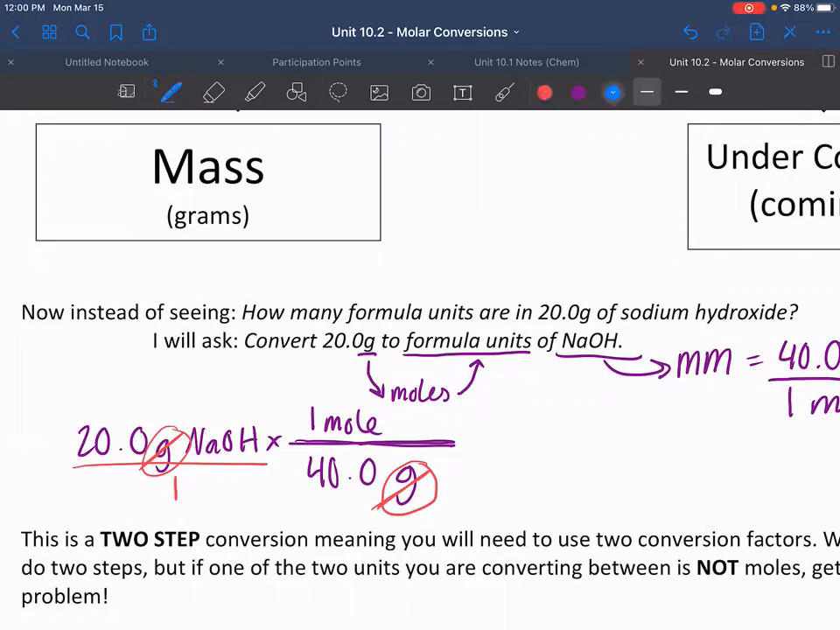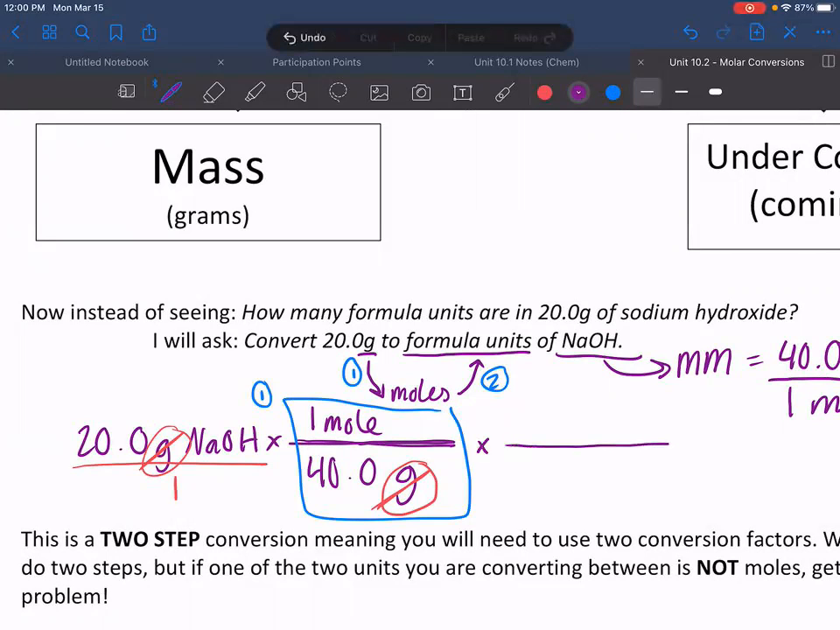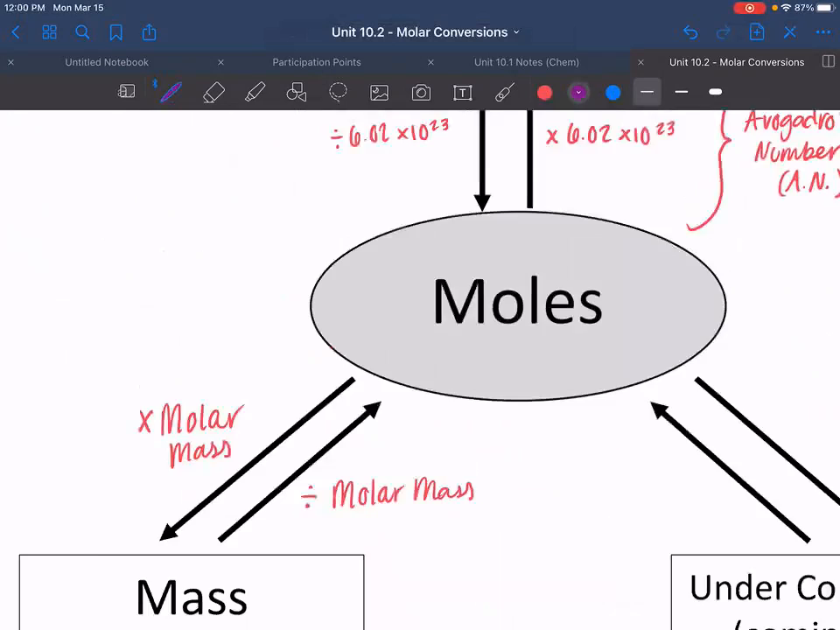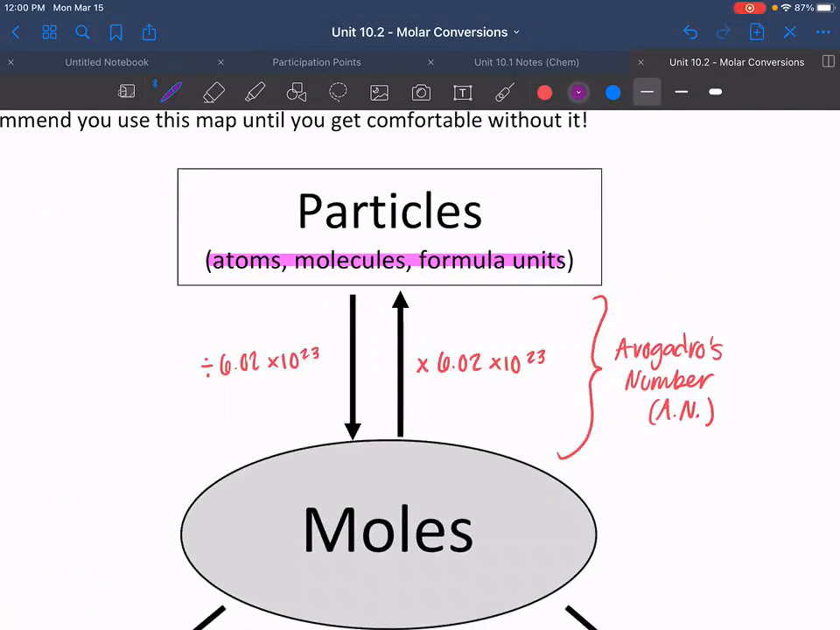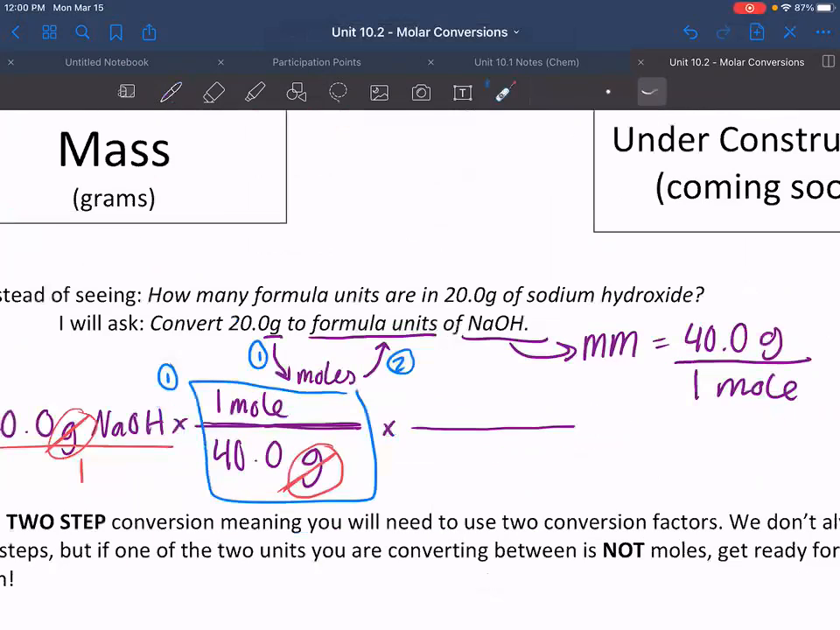What we've done right now is at this point. Now we have to do the conversion between moles and formula units. So we're going to set up another conversion factor. How do we go between moles and formula units? We're multiplying by Avogadro's number. So remember how we define Avogadro's number. If we're multiplying it, it gets the 6.02 times 10 to the 23rd formula units in 1 mole.